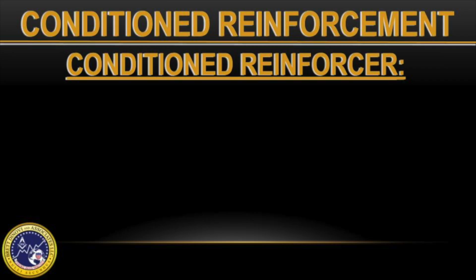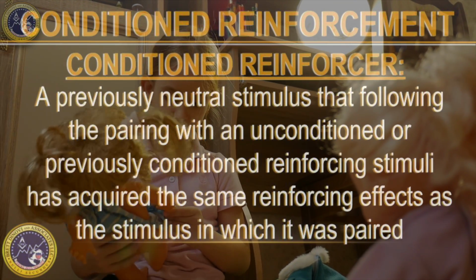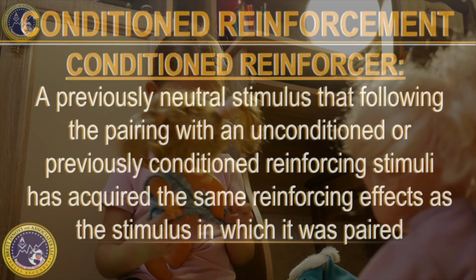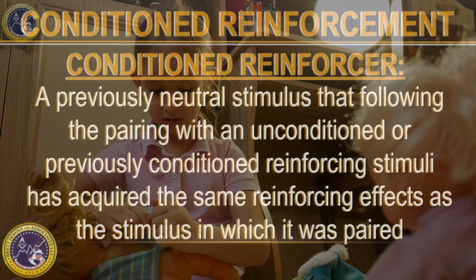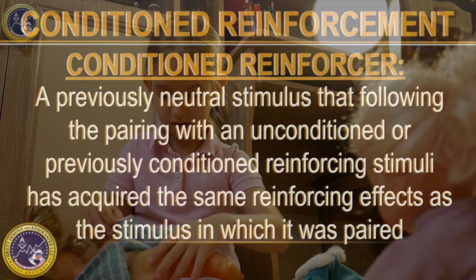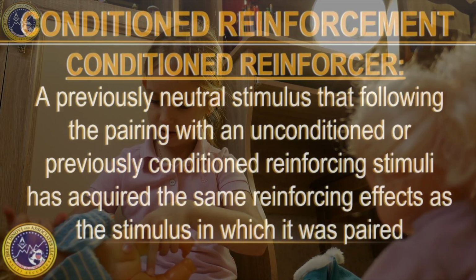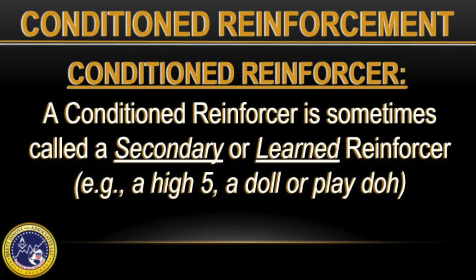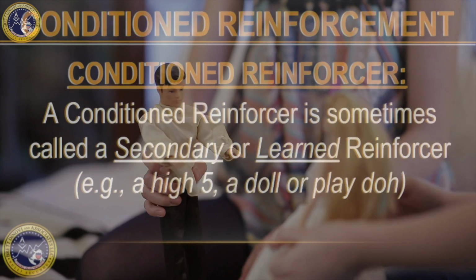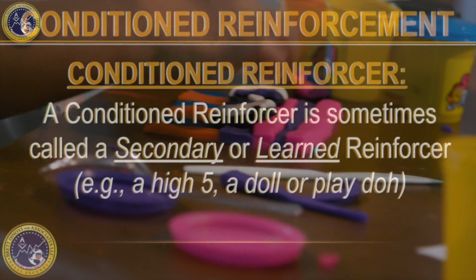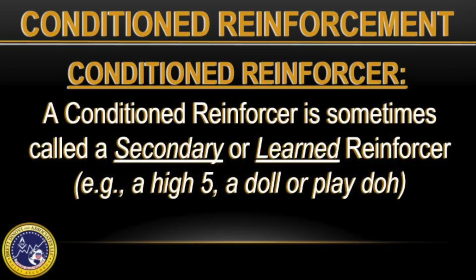Conditioned reinforcer. This is a previously neutral stimulus that, following the pairing with an unconditioned or previously conditioned reinforcing stimulus, has acquired the same reinforcing effects as the stimulus with which it was paired. A conditioned reinforcer is sometimes called a secondary or learned reinforcer. An example would be something like a high five, a doll, or Play-Doh if these items increase future behavior.